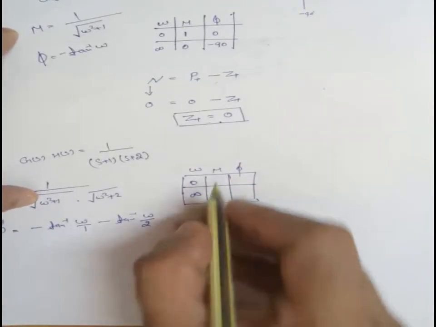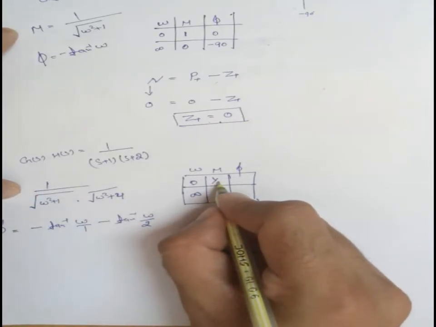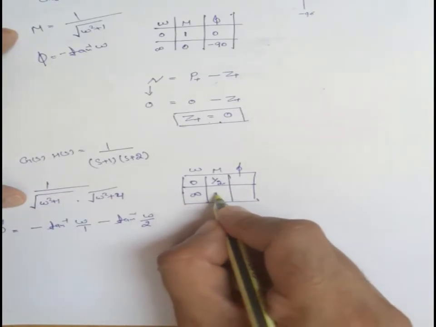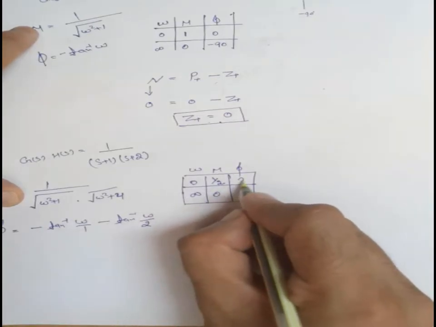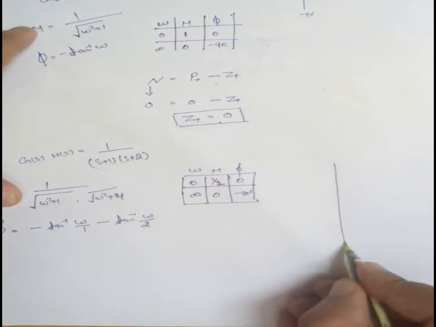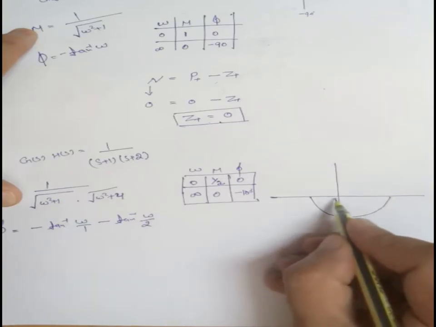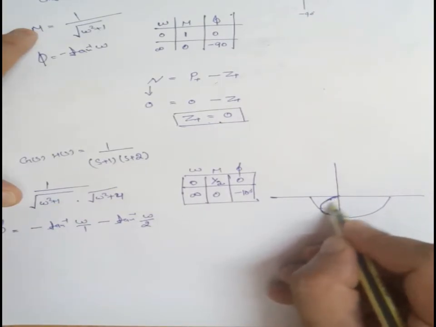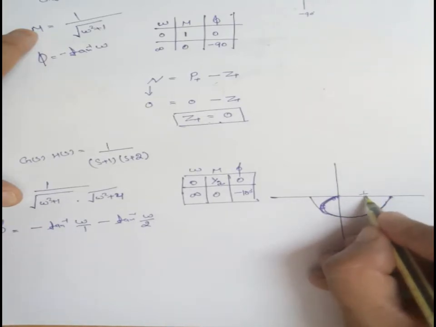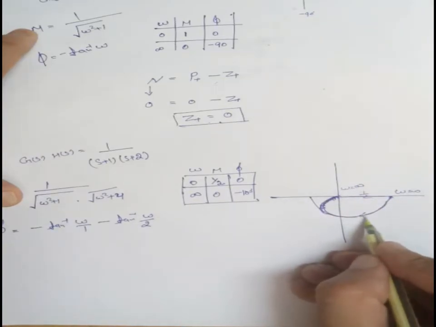When omega is 0, my magnitude is 1 by 2. When omega is infinity, the magnitude is 0, and my phase is 0 when omega is 0 and minus 180 degree when omega is infinity. Okay, and for this type of system, we already studied this type of polar plot, and I got this polar plot, and this magnitude is 1 by 2. Here is omega is equal to 0, here is omega is equal to infinity. Okay, and direction is this.